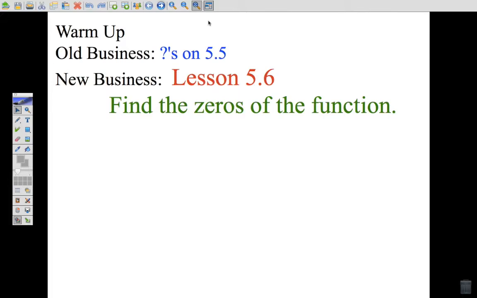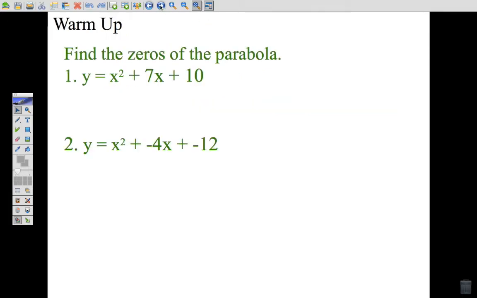Algebra 2 Lesson 5.6. Find the zeros of the function. With the warm-up today, I want you to find the zeros of this parabola. But first, maybe we need to review what the concept of finding the zeros is. You're looking for the number for x that makes the equation equal 0.